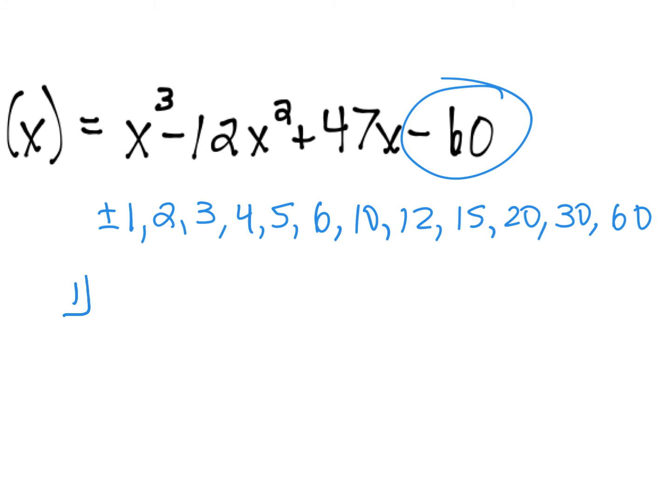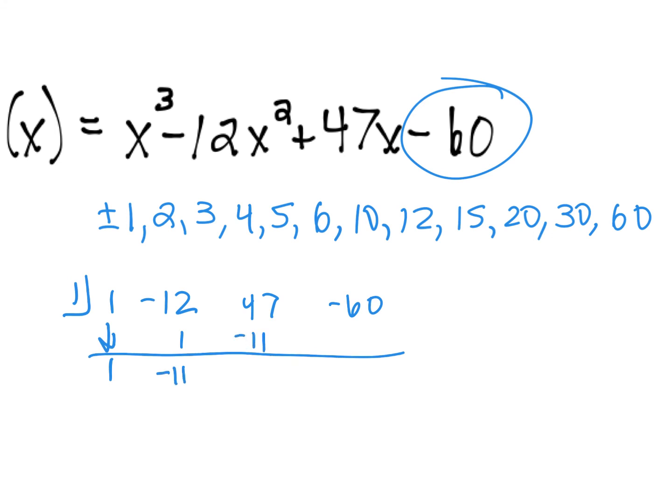Good. Hopefully. So I have 1, negative 12, 47, and negative 60. Do you think 1 or negative 1 is going to work? Probably not, but let's just do it real quick. Bring down your 1. 1 times 1 is 1. Negative 12 and 1 is negative 11. Negative 11 times 1 is negative 11. Negative 47 and negative 11 is positive 36. Is this going to work? No. Okay, just go ahead and stop.